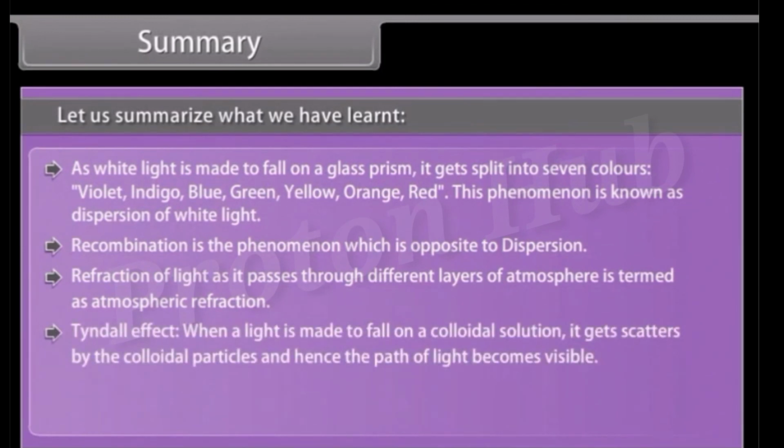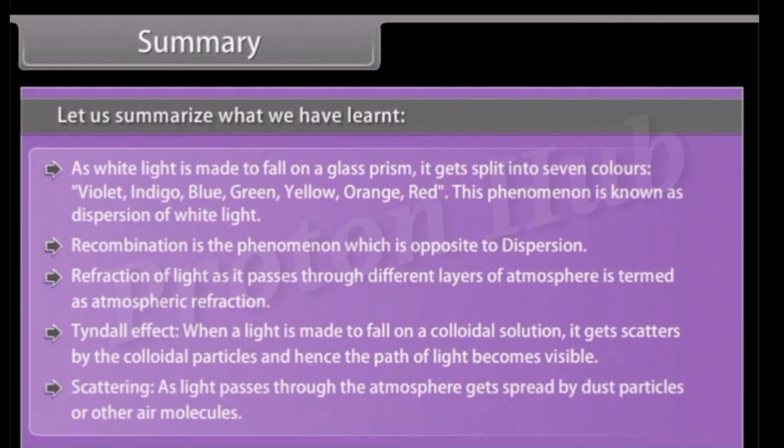Tyndall effect. When light is made to fall on a colloidal solution, it gets scattered by the colloidal particles and hence the path of light becomes visible. Scattering. As light passes through the atmosphere, it gets spread by dust particles or other air molecules.